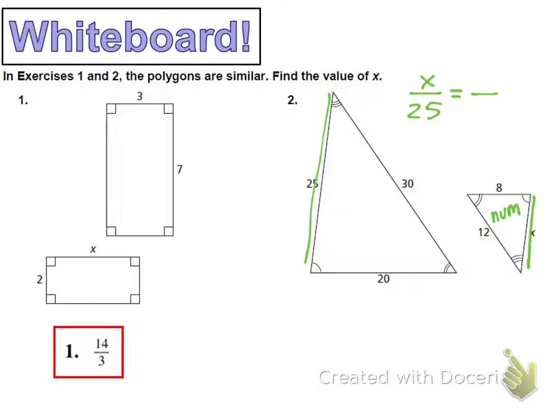So you can either pick 8 or 12. There is not a wrong answer here. So you just have to pick 8 or 12. Which one? 8 sounds good. And then 8 over, what does 8 correspond with on the second triangle? 20. Okay, and then you would cross multiply, and you end up with 10, right? 10.